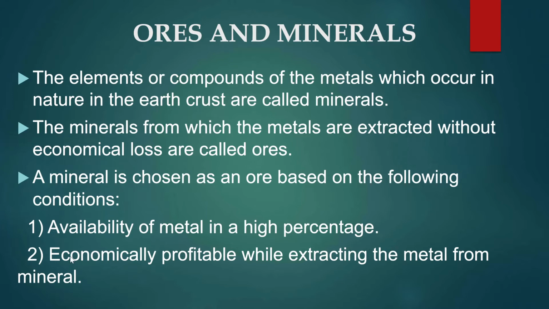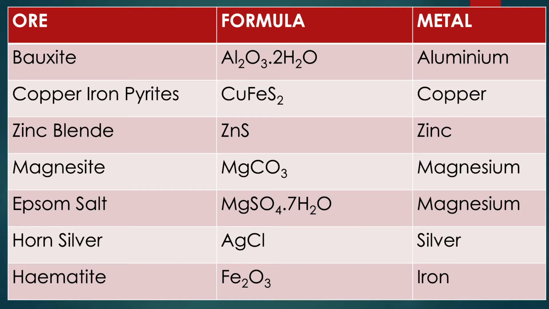The second point is economically profitable while extracting the metal from the mineral. That is, the metal can be easily extracted without much finance, so it is economically profitable. So these are the two conditions which are taken into consideration while a mineral is chosen as an ore. Now let's see the formulae and the metal present in a particular ore.